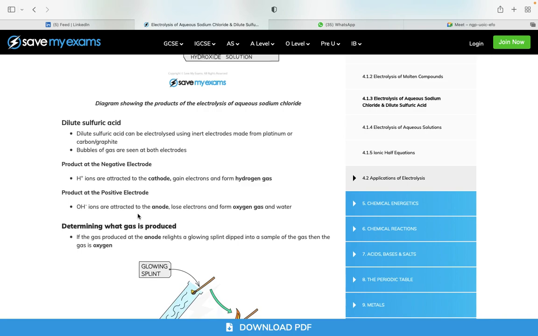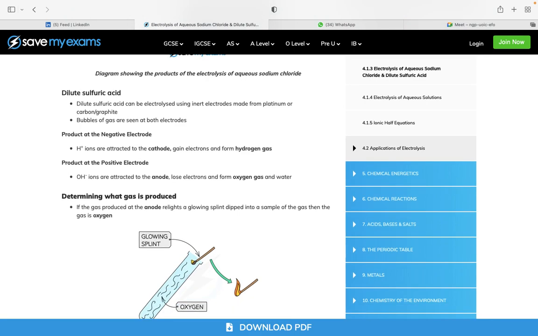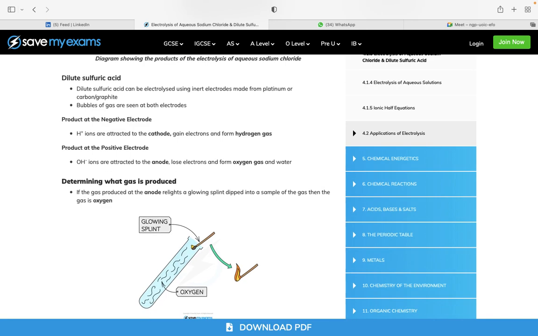Now let's move on quickly. Determine what gas is produced. Sometimes, when a gas is produced, you don't know what gas it is, so you have to carry out some tests, right? Most of the time you're just mixing chemicals and you see something happening. You know a gas is produced, some of them bubble off.